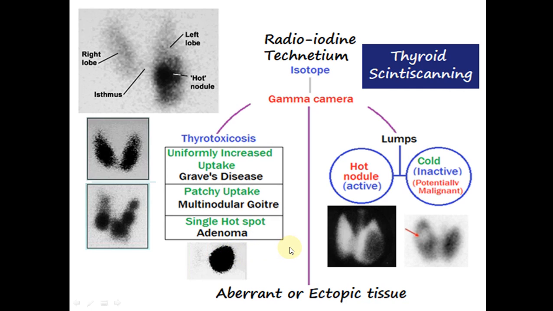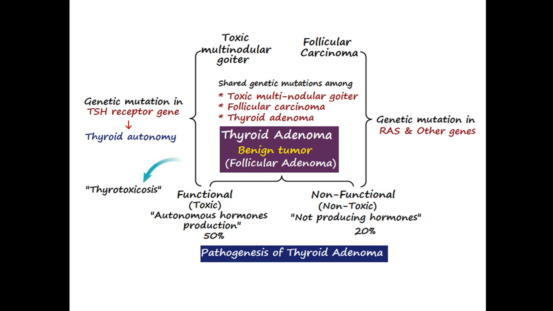and we can also use thyroid scanning if there is aberrant or ectopic tissue present somewhere in the body that is producing thyroid hormones. So the tissue will also take up the radioiodine and will appear in the scanning.